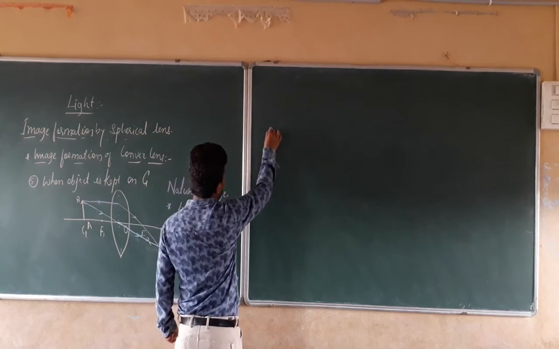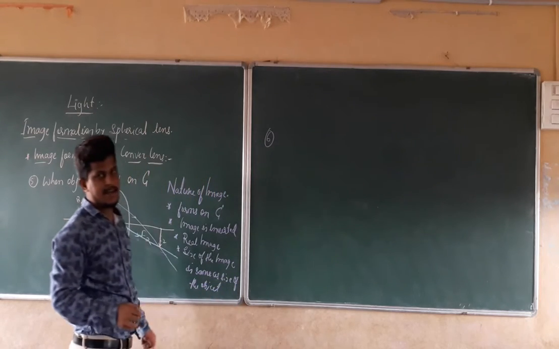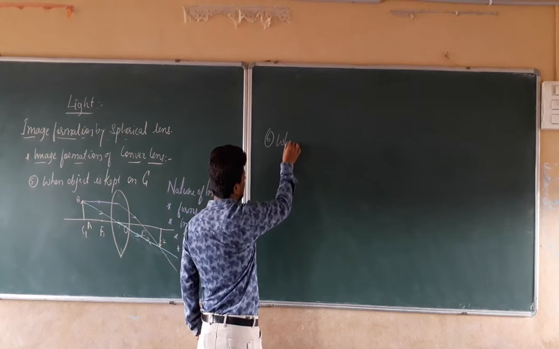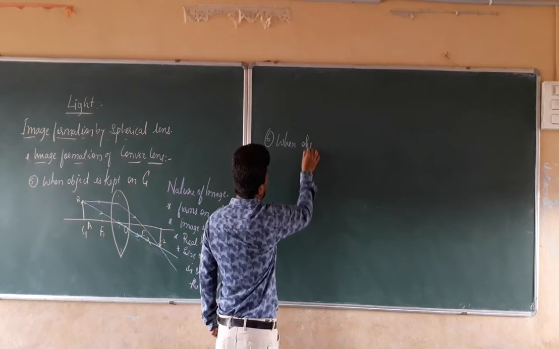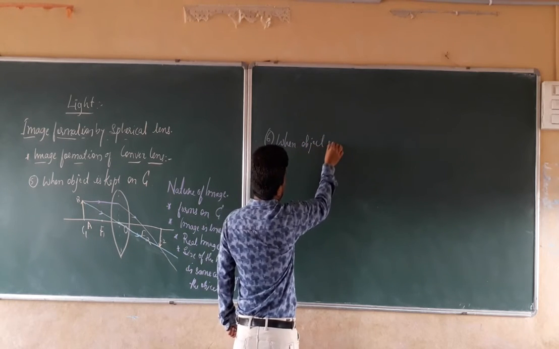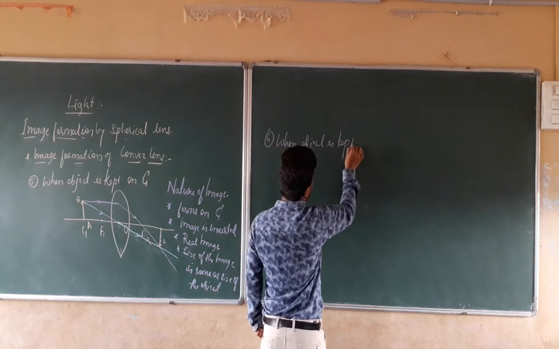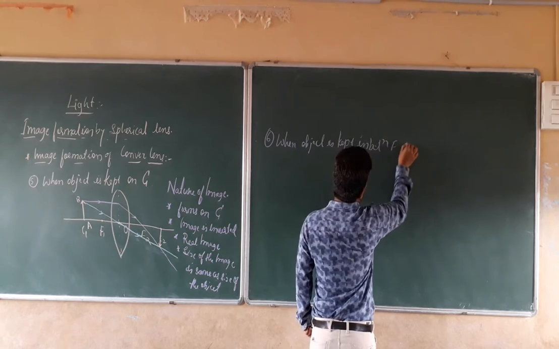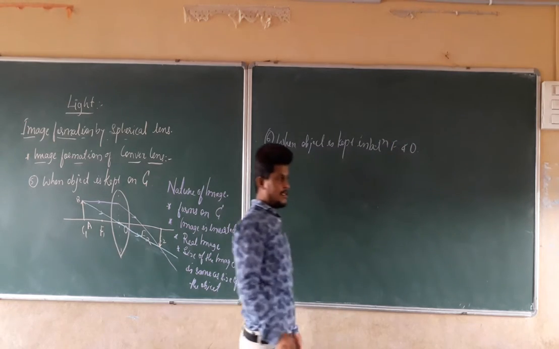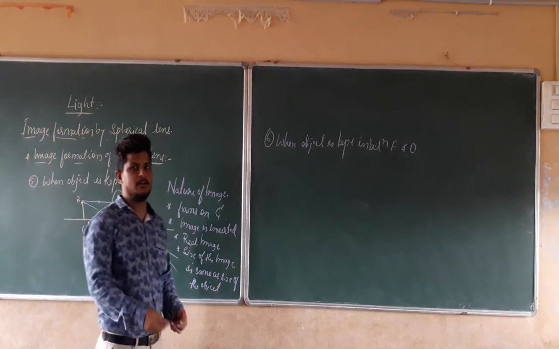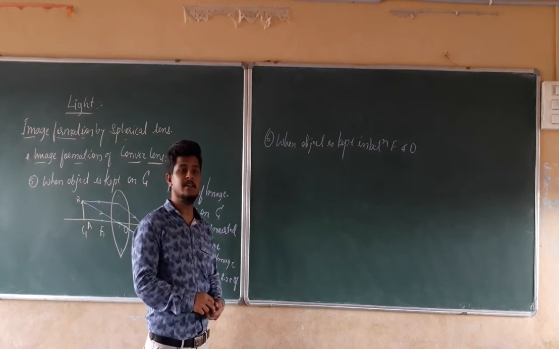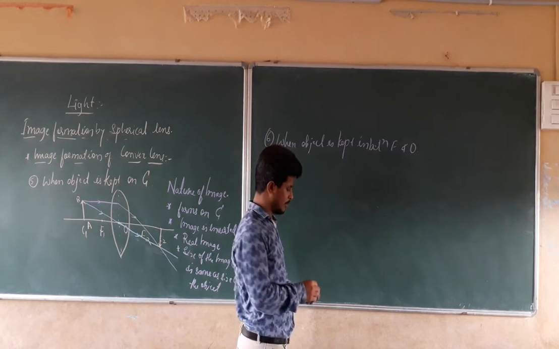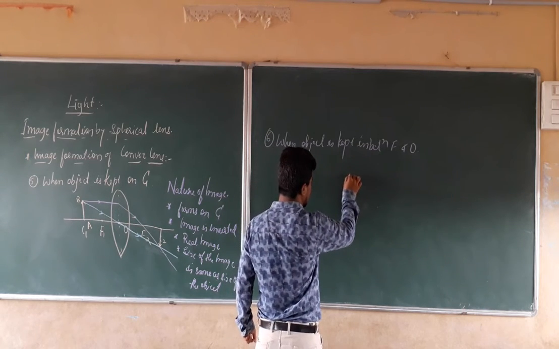Next, the sixth condition, we are going to see the sixth ray diagram. That is nothing but when the object is kept in between F1 and P. When the object is kept in between F and O. The object is going to be kept in between F and O. That is nothing but optic center and principal focus. So again we have to draw the ray diagram.